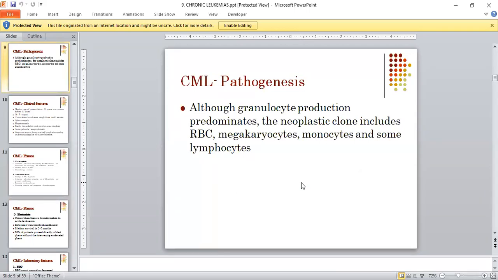So there is increased proliferation of mature as well as immature granulocytes, the BNEs. But some of these other cells, like the red blood cells, megakaryocytes, monocytes, can also be implicated. The granulocytes are the most commonly implicated, but to a small extent you can also have these other cells implicated.